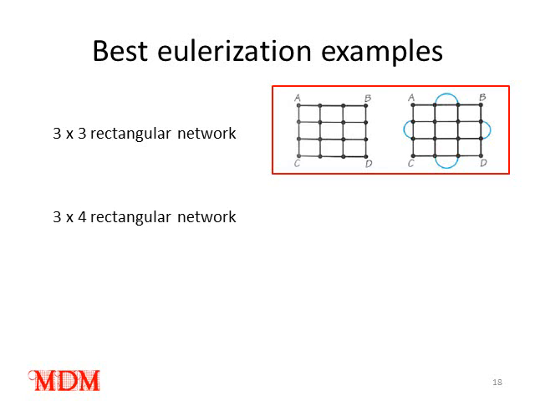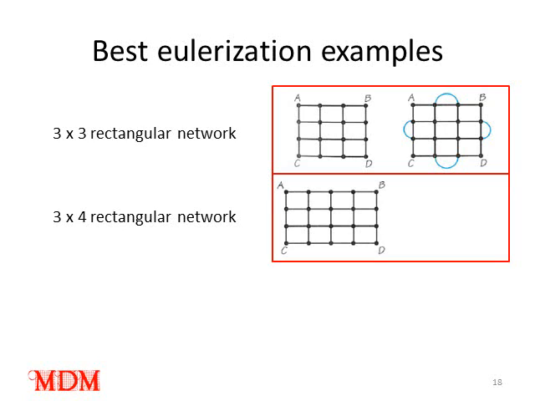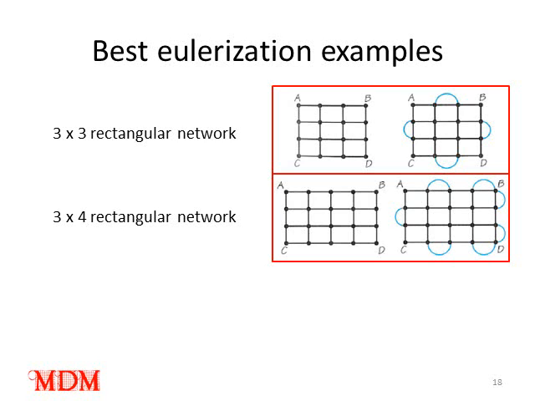Let's look at another, a 3x4 rectangular network. Notice that there are 3 stacks of blocks and 4 columns of blocks. That's the reason we're referring to it as a 3x4 rectangular network. A best Eulerization for this particular one would be a diagram like this.